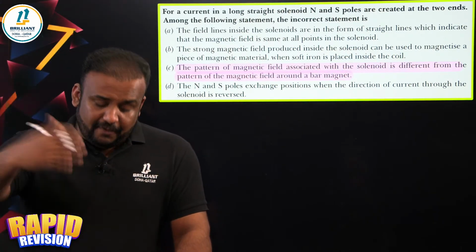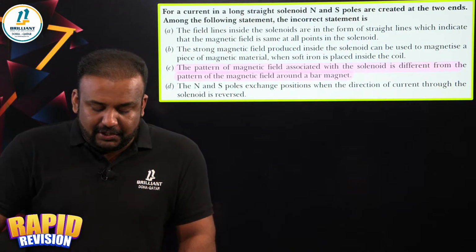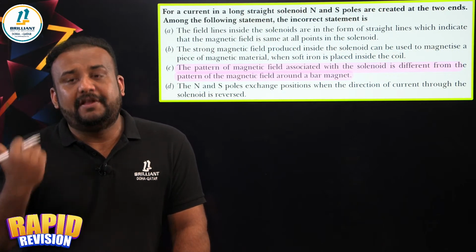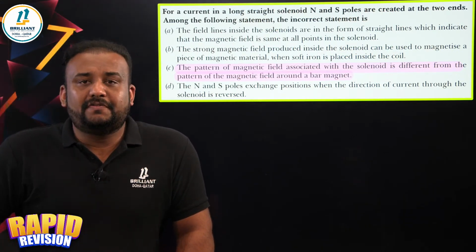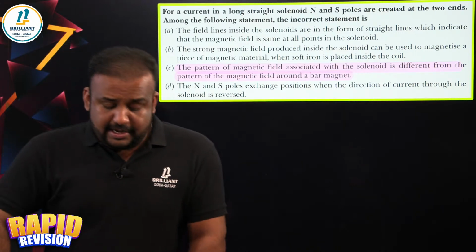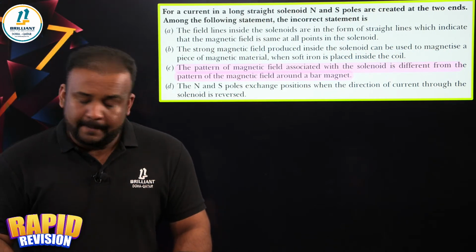Now let's read option 4 as well. The north and south poles exchange positions when the direction of current through the solenoid is reversed. Of course, the direction of the magnetic field will be reversed when you reverse the direction of the current. So options A, B and D are correct, but C is wrong. Is this clear?